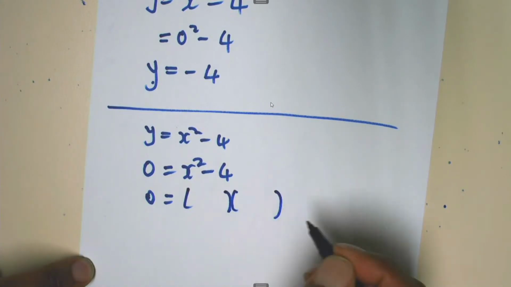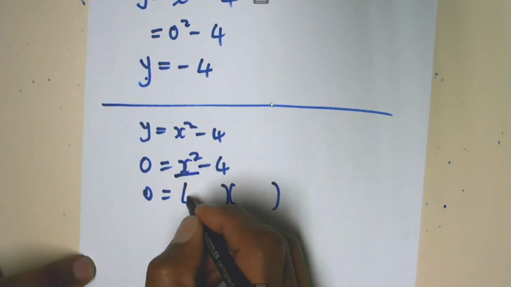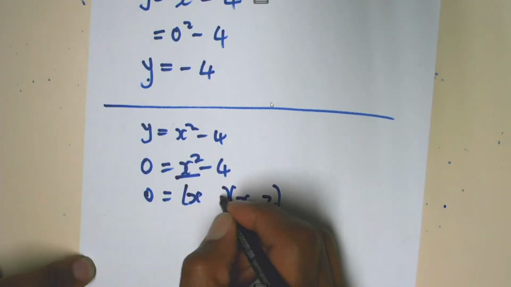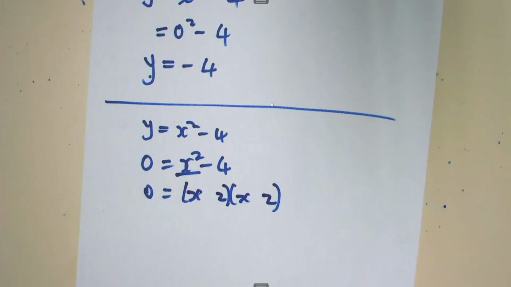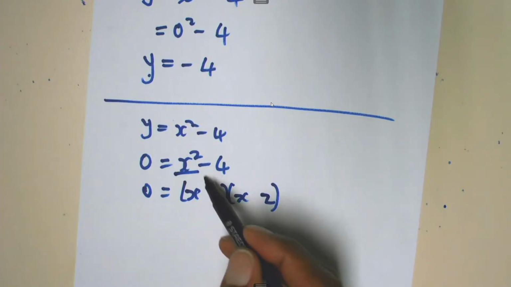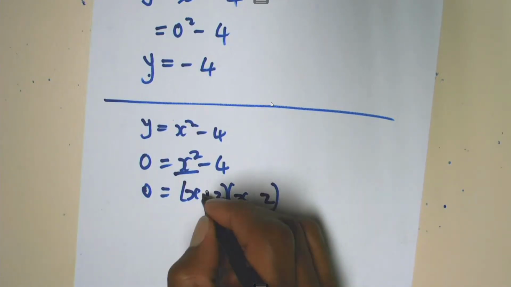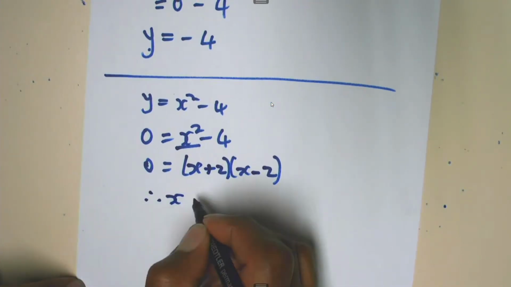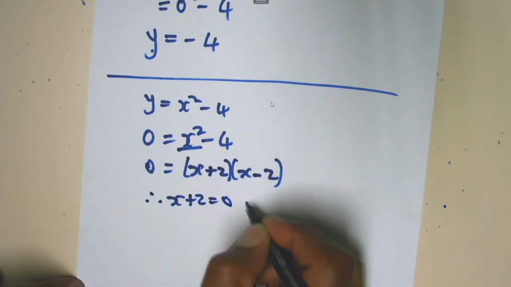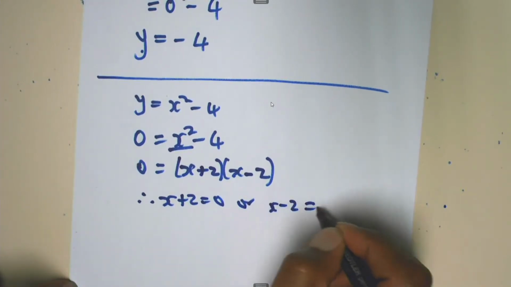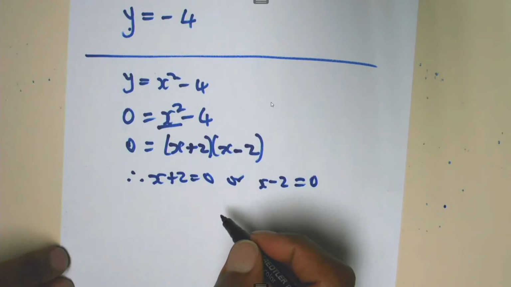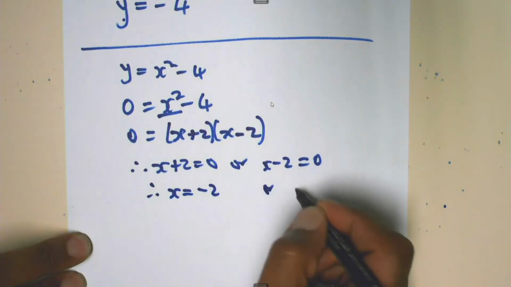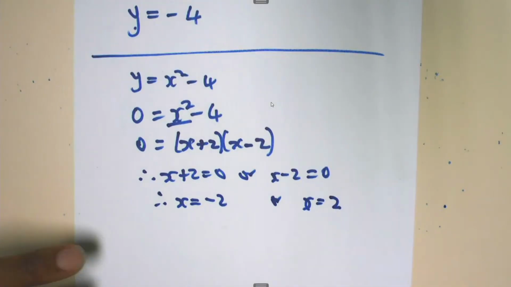You would have your two brackets, then you look for the factors of x squared. It's x times x, and then factors of 4 is 2 times 2. Why do I take 2 times 2? Because when I take 2 times 2, when I minus the 2, then the answer is 0. So it means one is positive and the other one is negative. Therefore, now I can have x plus 2 is equals to 0, or I have x minus 2 is equals to 0, what you did earlier on, right? Yes, and therefore x is equals to minus 2, or x is equals to positive 2.